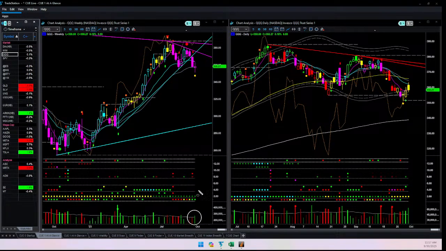QQQ closed higher for the week. Weekly candle shape is indecisive. We also have one indecision at the bottom, bullish indecision at the bottom. Daily stopped at the watermark support, created a false downside breakout.